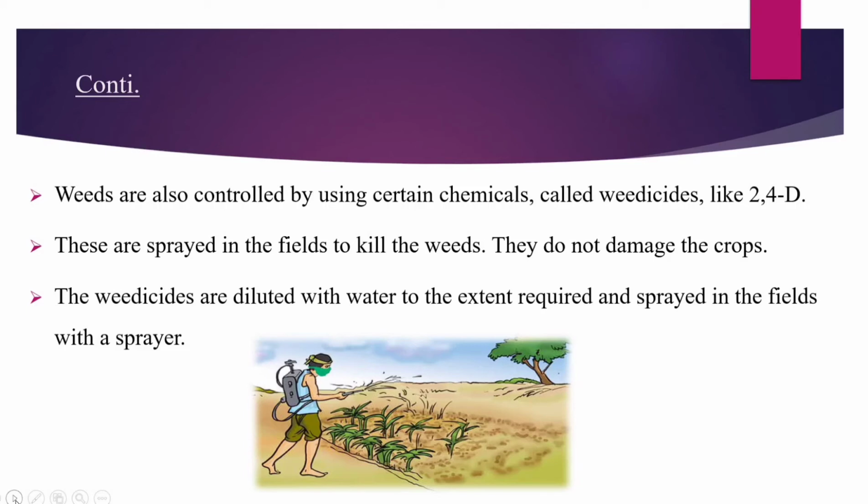As we know that weeds are not required, these are undesirable plants. So weedicide is being sprayed to stop the growth of weeds. And these weedicides like 2,4-D, these chemicals don't harm the crop.